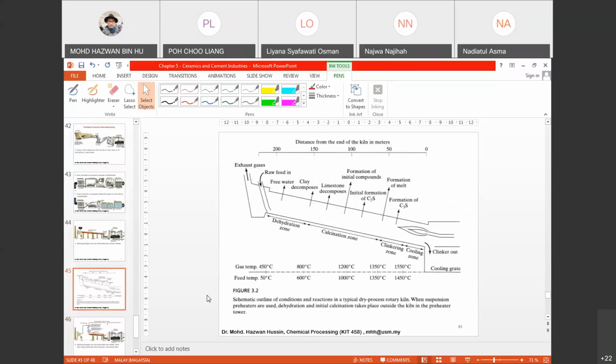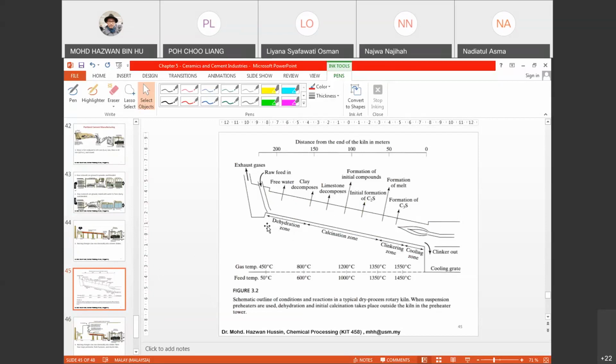So this is where the rotating kiln plays its role. You will see that the rotating kiln has a different distance from one end to the other, so the temperature is basically different. The one that is near the exhaust gas is lower in temperature. The one that is near the output will be slightly hotter. So you will see where the raw material will be fed in.